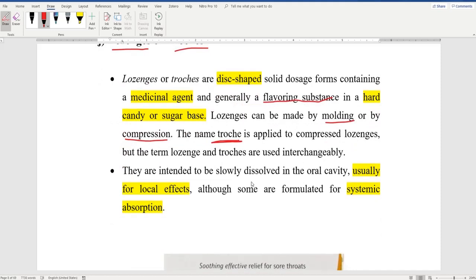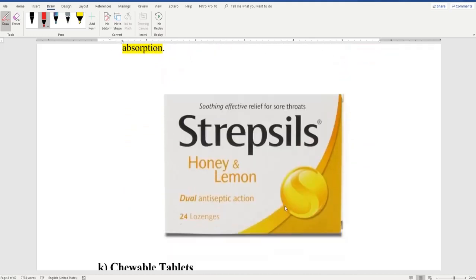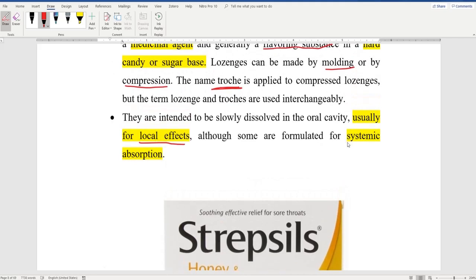طيب, the drugs that are in lozenges, they are usually for local effect. يعني, for example, when you have a sore throat or you have an infection in the throat, you use lozenges because it contains antiseptic medication. It can also contain local anesthetic medication. Although, some lozenges may contain a drug for systemic absorption. Say, for example, vitamin C, etc. You suck the lozenges into your stomach and then it gets absorbed.